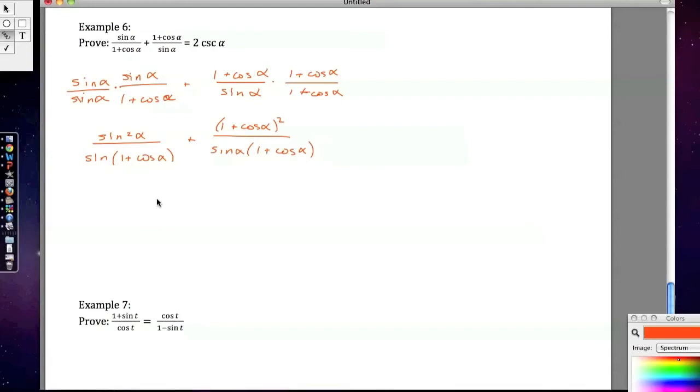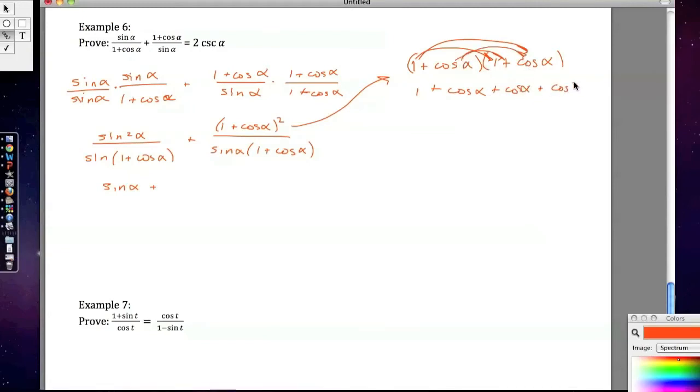Let's look. When I end up actually doing this out, it's going to end up as sine of alpha plus, and let's do a little side note over here. This is 1 plus cosine of alpha, 1 plus cosine of alpha. And so I'm going to do the FOIL here, plus cosine a, and that gives me plus cosine a. And this gives me plus cosine squared a. So I have 1 plus 2 cosine of alpha plus cosine squared alpha.